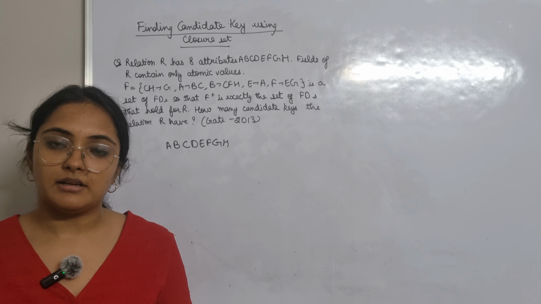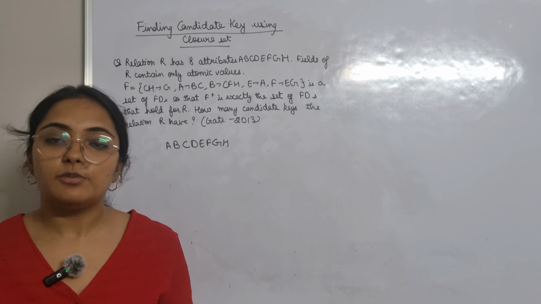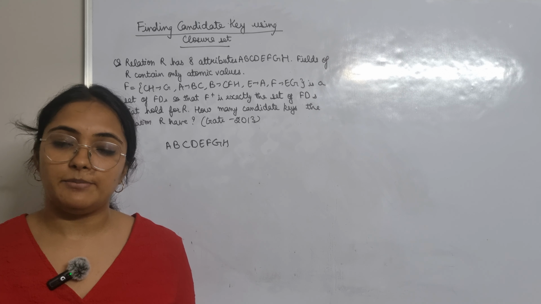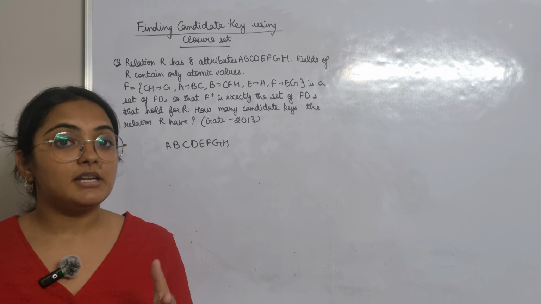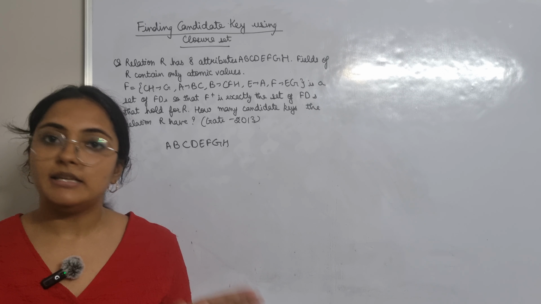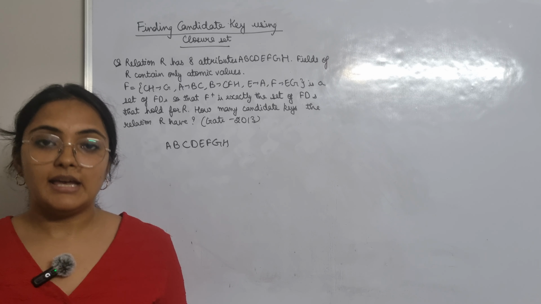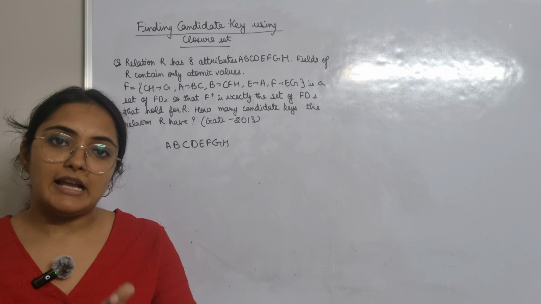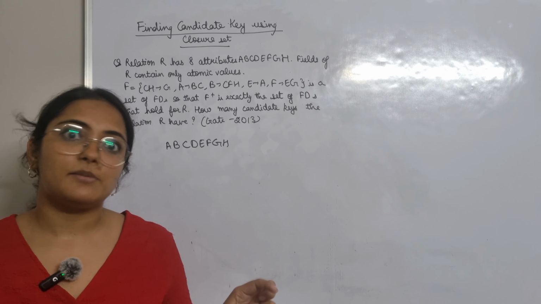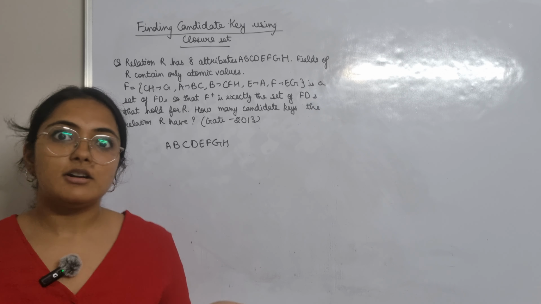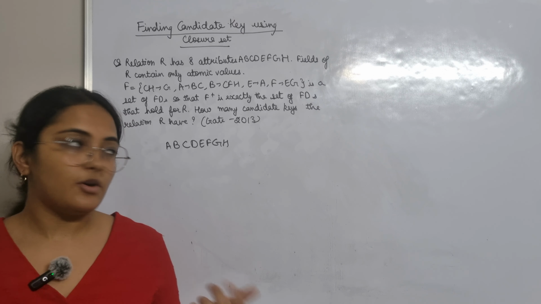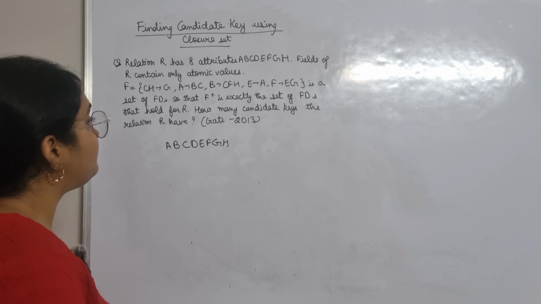You are getting my point? If an attribute is not present on the right hand side of any functional dependency, it means that particular attribute is not dependent on any other set of attributes. So in order to determine its value, we have to include that as a part of the candidate key, because it is not dependent on any other attribute. Okay, let's see this in an example.